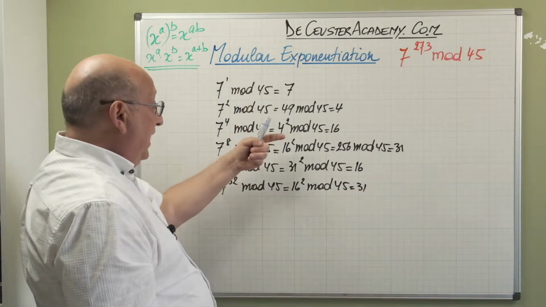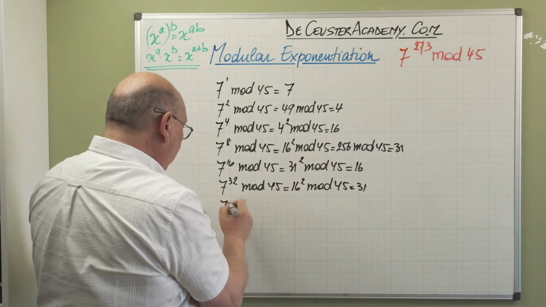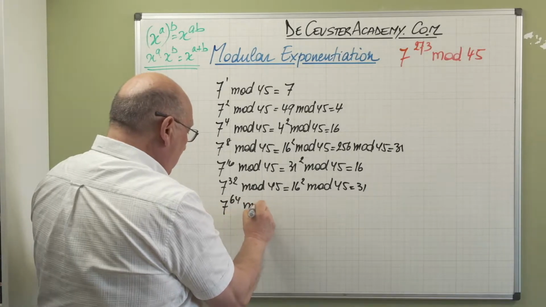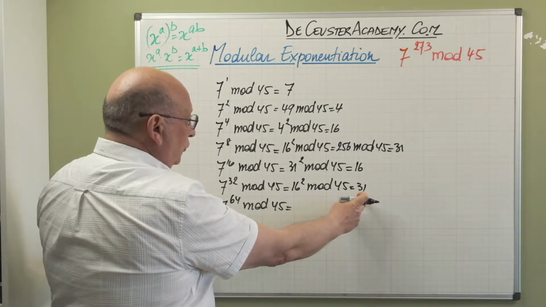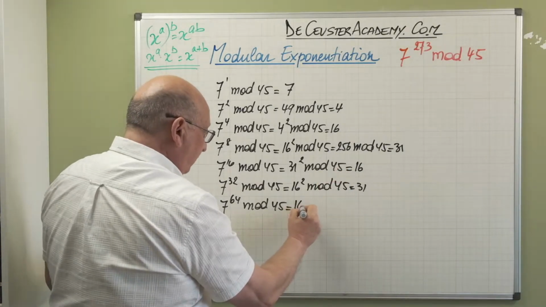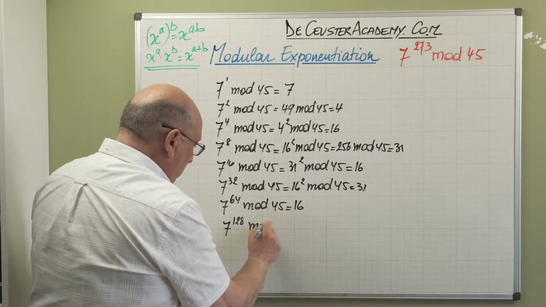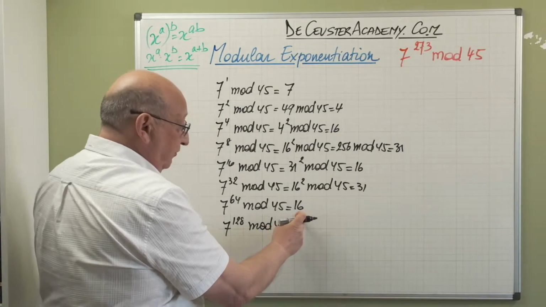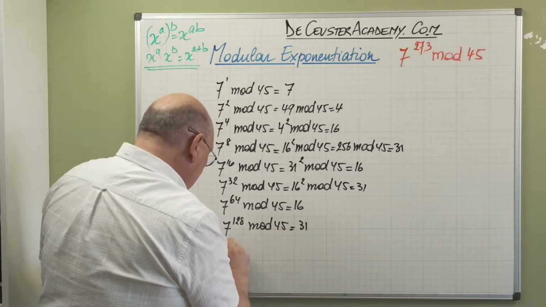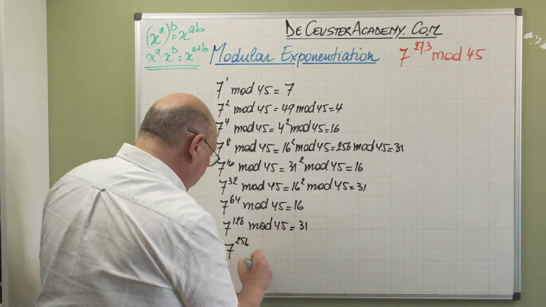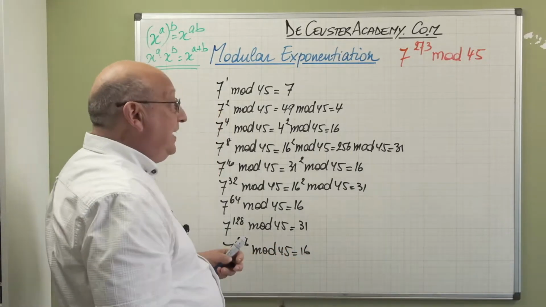And what do we see? We have a repetition. We have 16, 31, 16, 31. So 7 to the power 64 modulus 45 is in fact 31 squared modulus 45, which is 16. 7 to the power 128 modulus 45 is like 16 squared, and we find 31. And 7 to the power 256 modulus 45 is again 16.